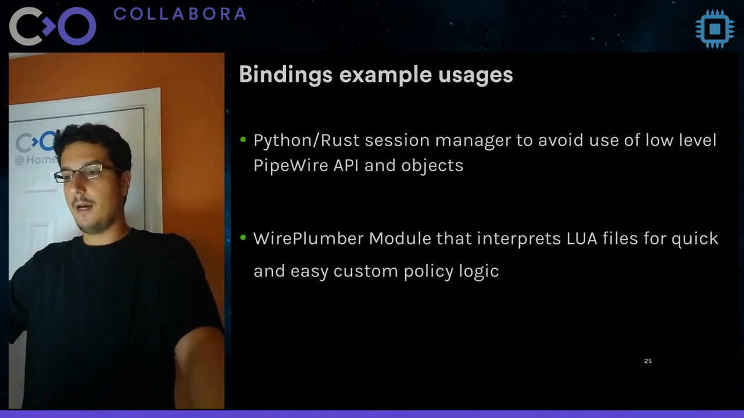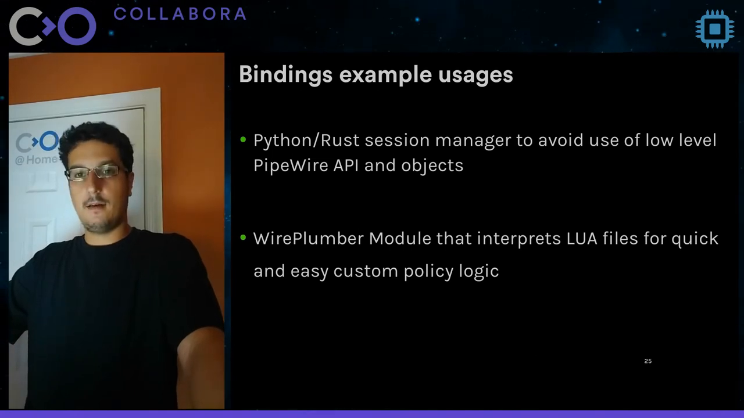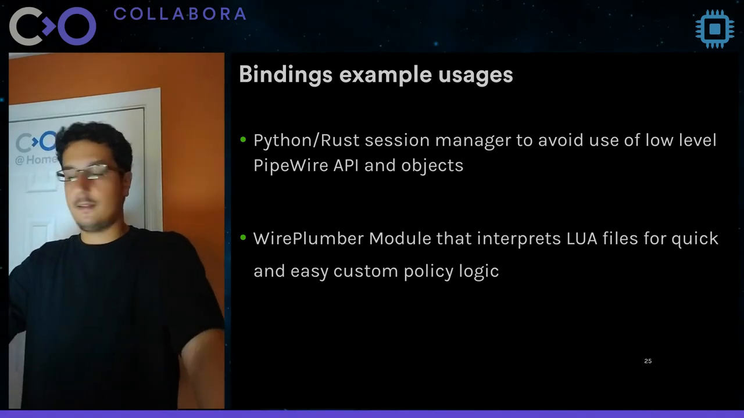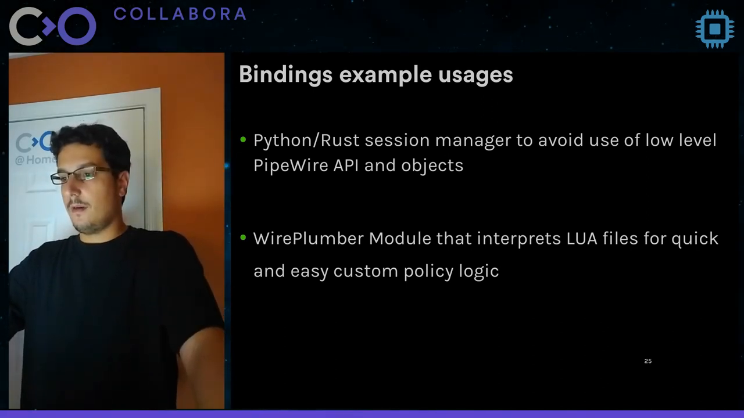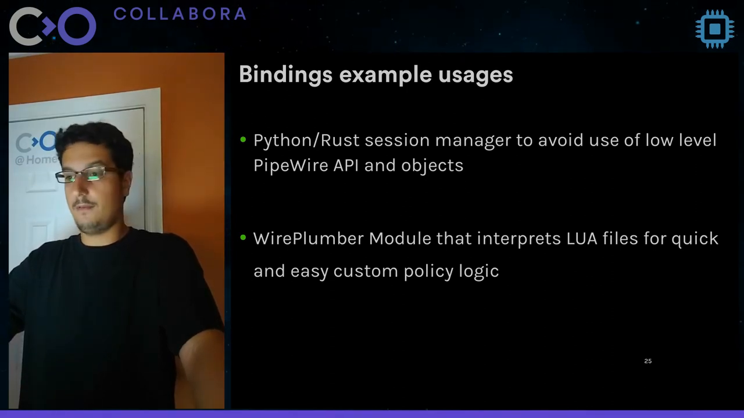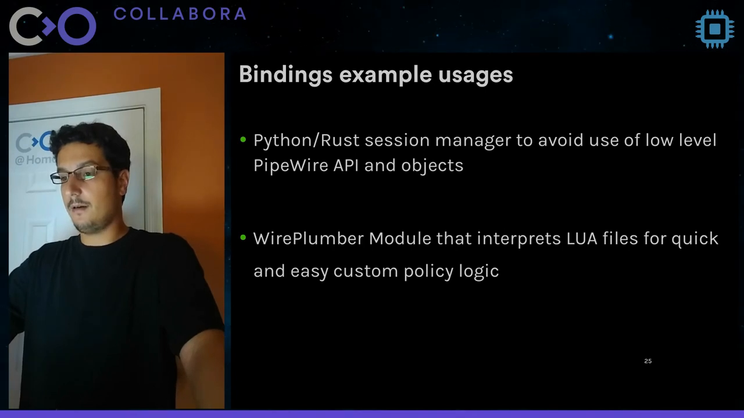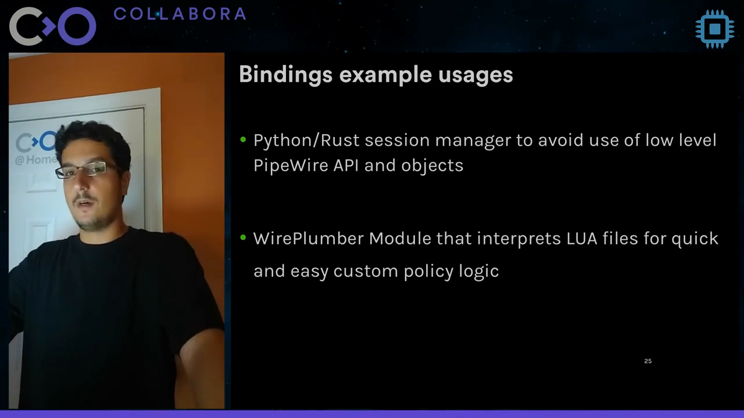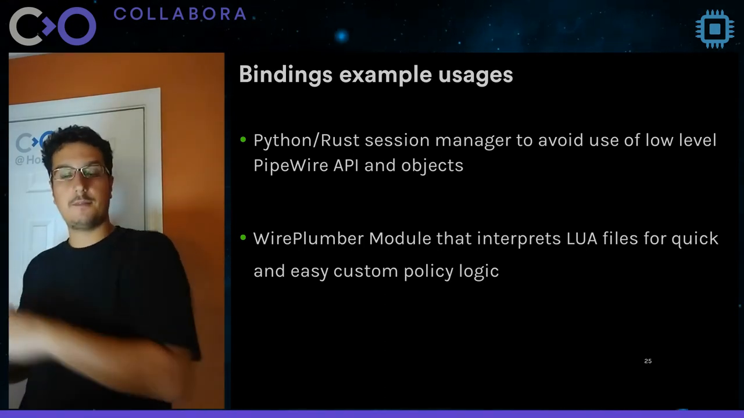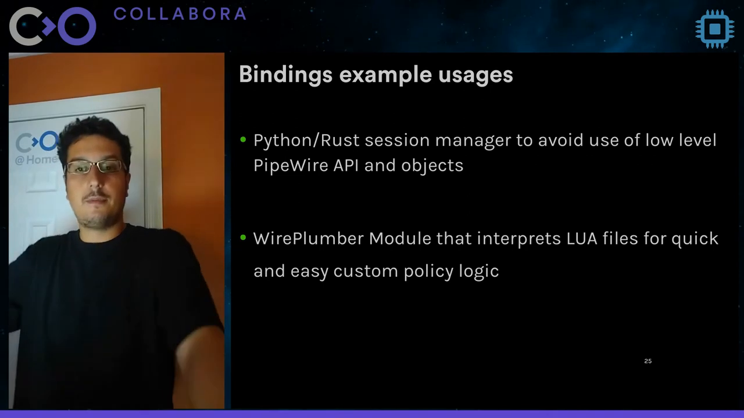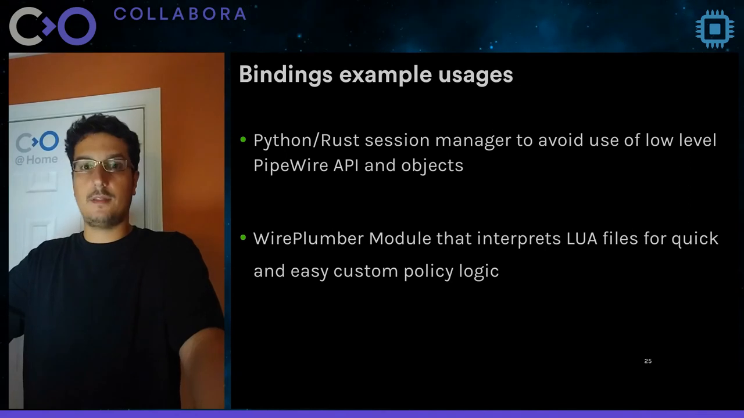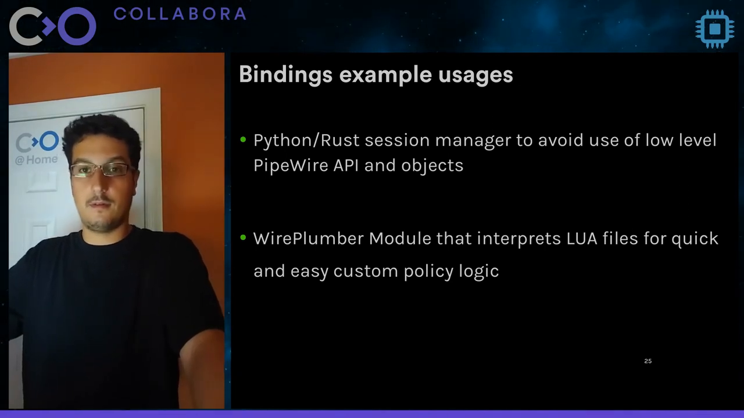In the future, we plan to add bindings in order to have a higher level API, as I said before, to avoid obviously using the low level PipeWire API and objects. At the moment the modules are reading configuration files, but we would like them to also read scripting files such as Lua to have more flexibility when writing policy logic or endpoint creation logic.